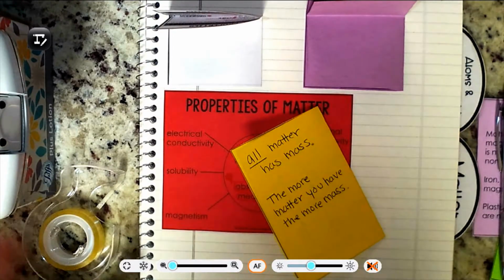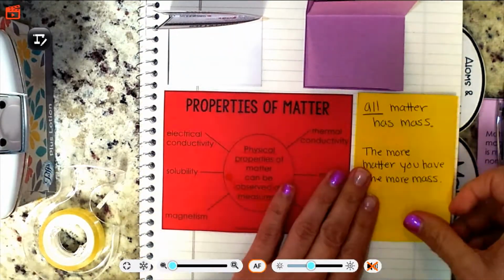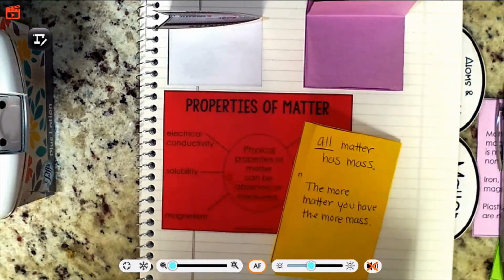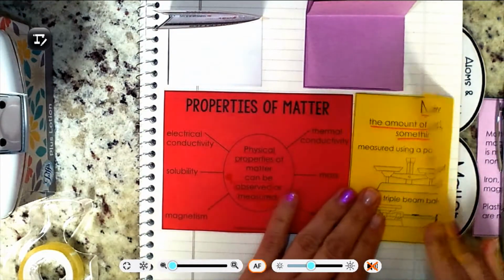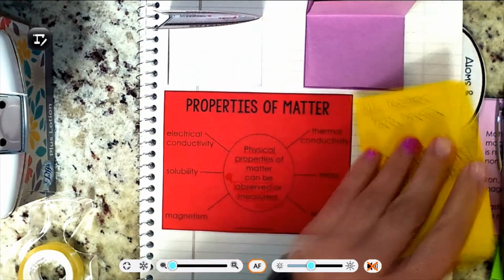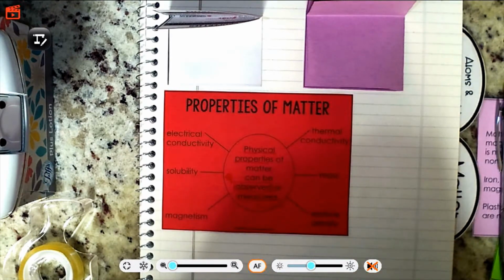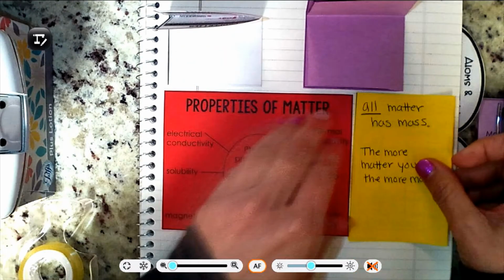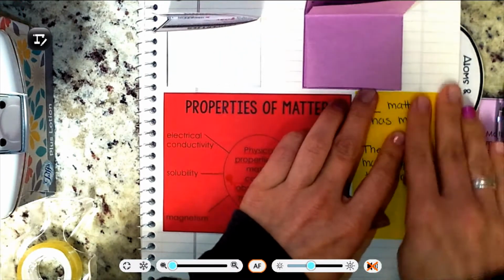Once you've gotten that written, we are only going to fold this one in half. So on the back, so it opens up like this, you don't want to glue the side you wrote on. You just want to glue it on the side that you didn't write on. We're going to glue it right here, right next to our red one.